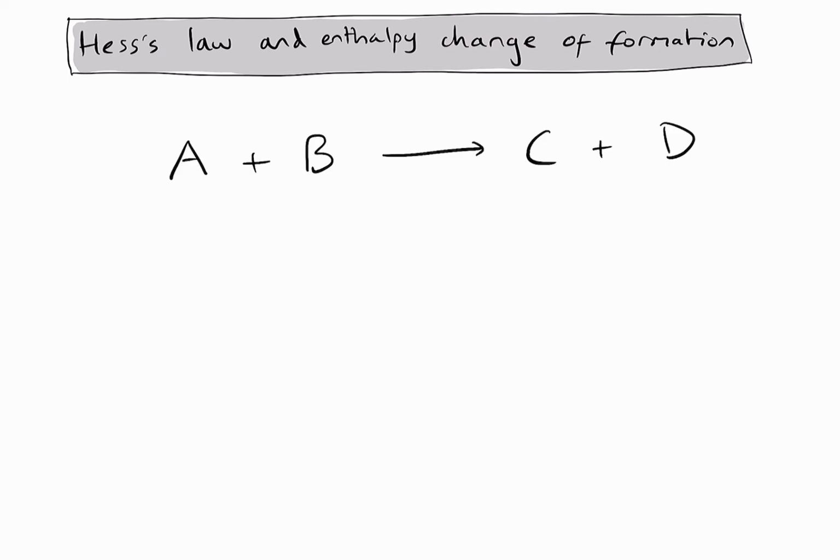So in this generic reaction, I am trying to calculate the enthalpy change of that direct route. And to do so, I'm going to find an alternative pathway that involves using the enthalpy change of formation data. This means my alternative pathway is going to have to go via the elements in their standard states. The enthalpy change of formation data must be represented by arrows going from the elements in their standard states to form A, and to form B, and to form C, and to form D.